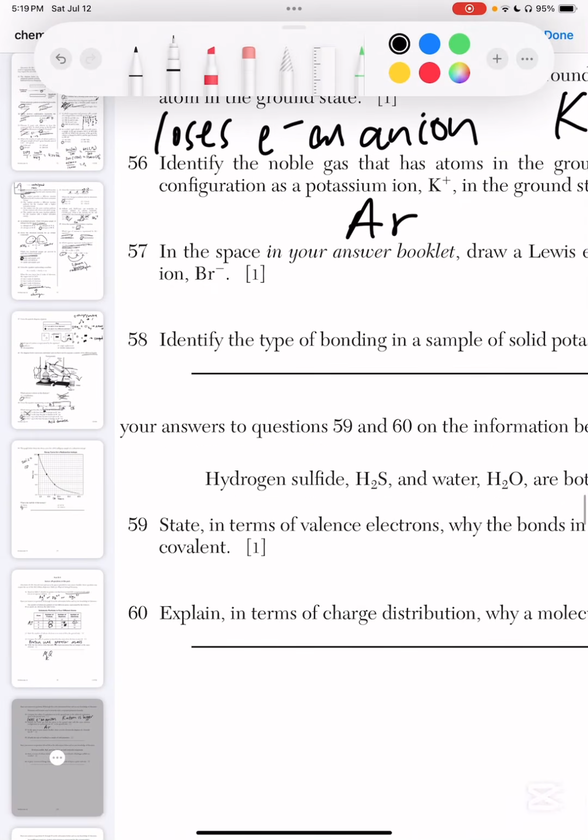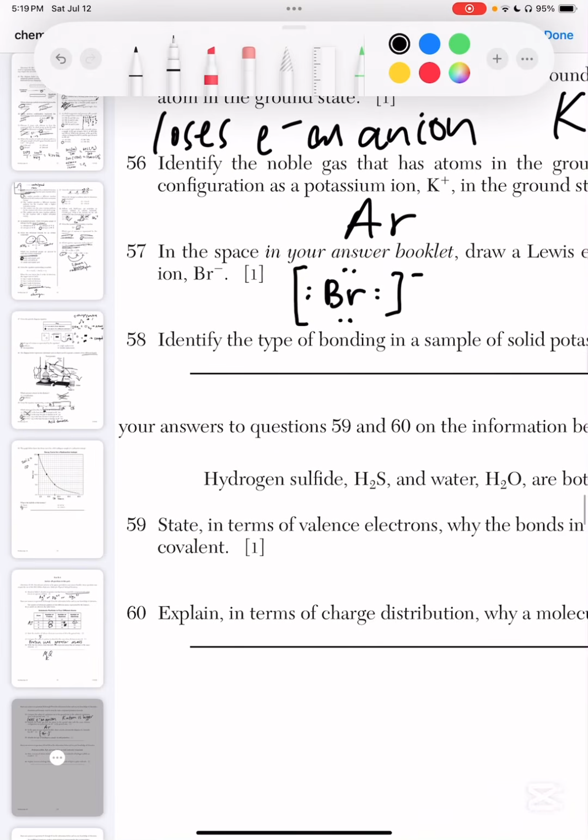Okay, so bromine typically has 7, but since it's a bromide, it would have 8. So you can just draw it like this. You do need to include the brackets and the sign though, because it's an ion.